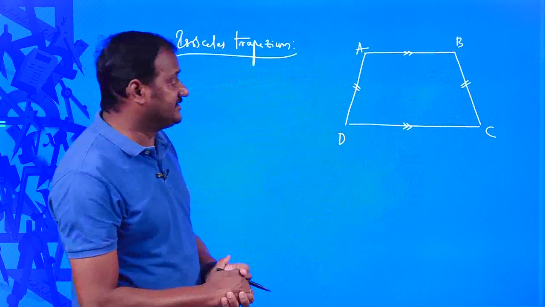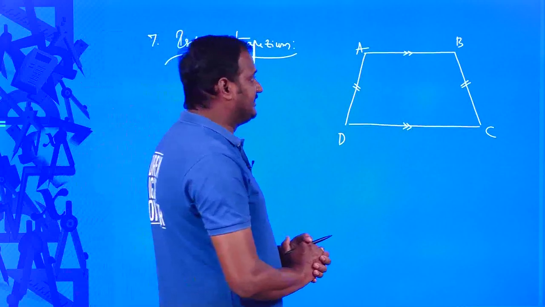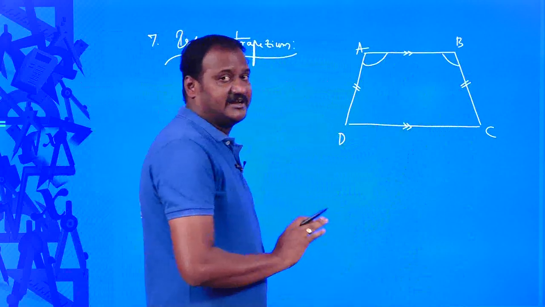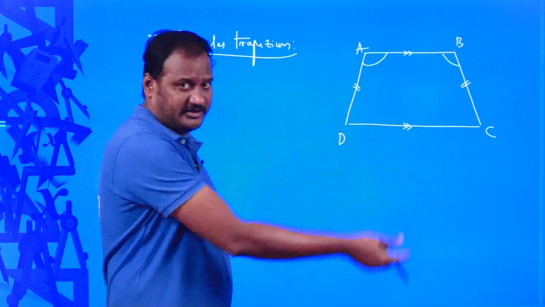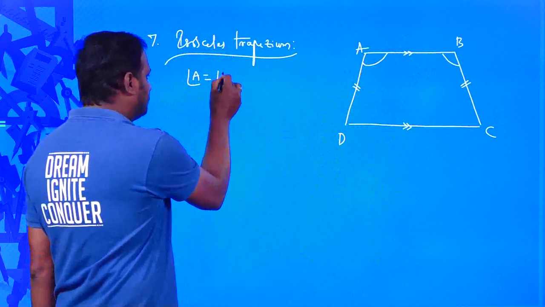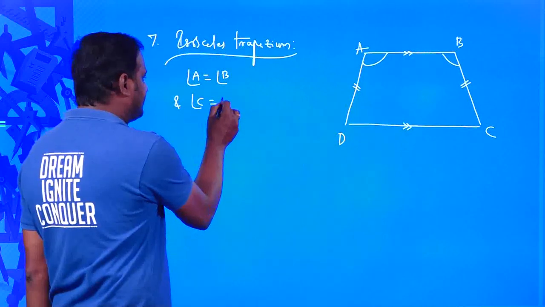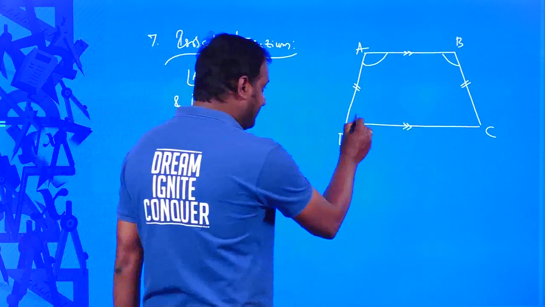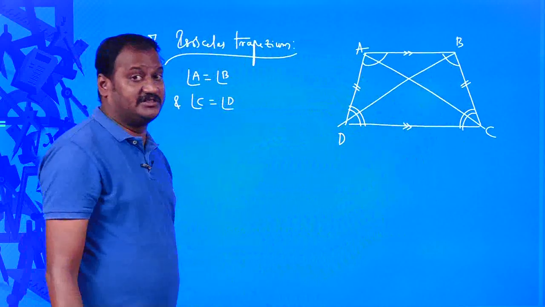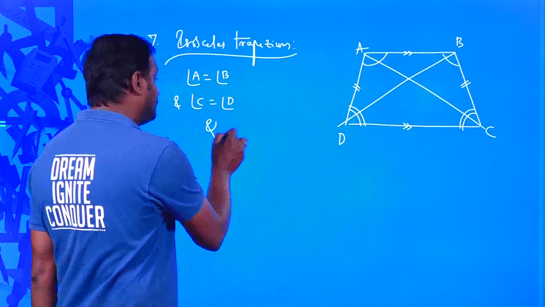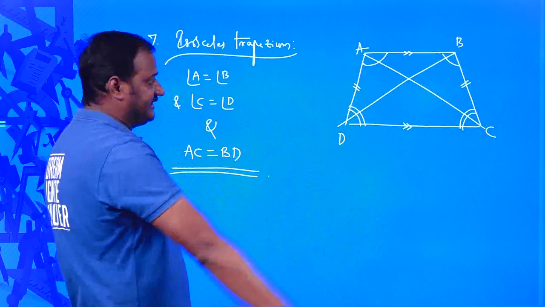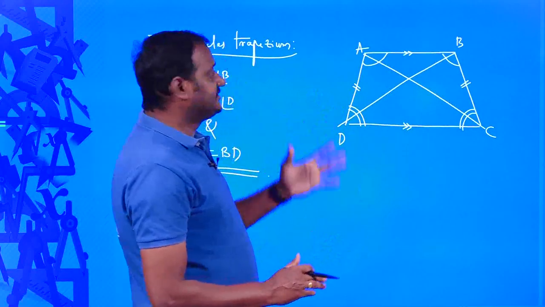But there are some important properties of this isosceles trapezium. See here, this is angle A and this is angle B. These two angles are equal. Of course, we are going to prove how they are equal. So, angle A is equal to angle B, as well as angle C is equal to angle D, means this angle is equal to this angle. Obviously, this is one diagonal and this is another diagonal, but both the diagonals are equal. It means AC is equal to BD. We are going to prove all these things in the upcoming class. This is about the isosceles trapezium.